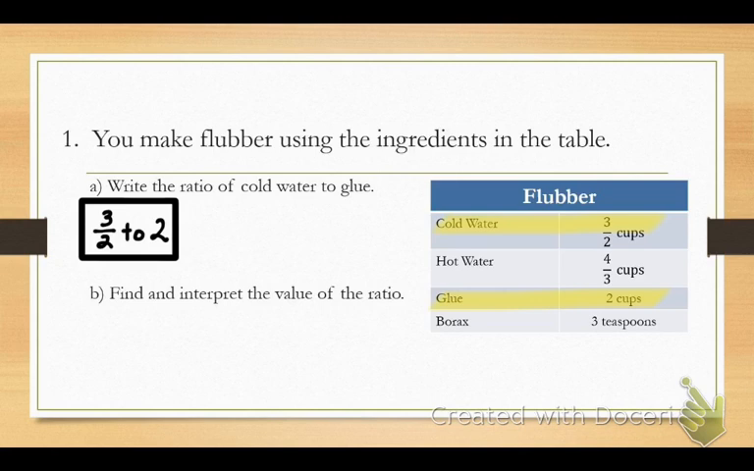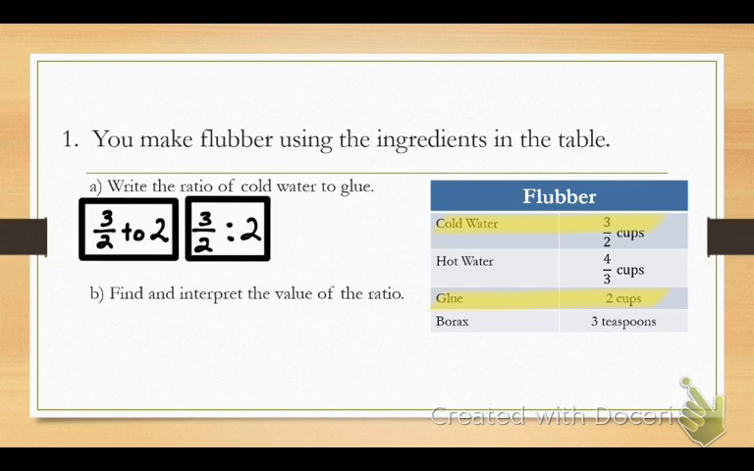Who can explain to me how I would write it the second way using the colon? Jana, what would I do? Okay, 3 halves to 2. Once again, it's read the same exact way. Box that in because that's another way that we could write it.